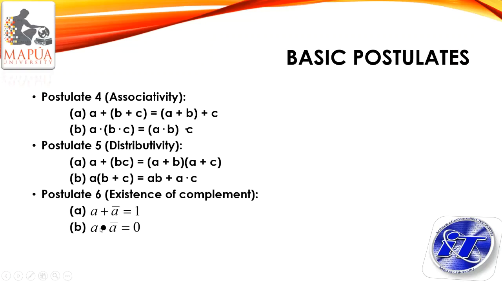If A is 0, even though A is 0, if we negate it, it becomes 1, so the result is still 1. Same with the first form: there is always an input of 1. If A is 1, automatically the result is 1. If A is 0, but we complement it, it will give us an output of 1. So 0 OR 1 is still 1. So that's postulate number 6.